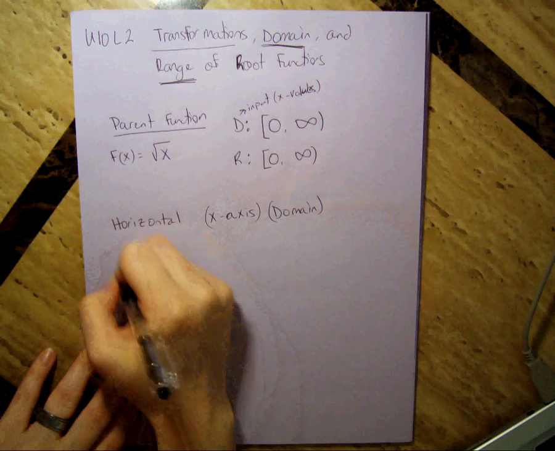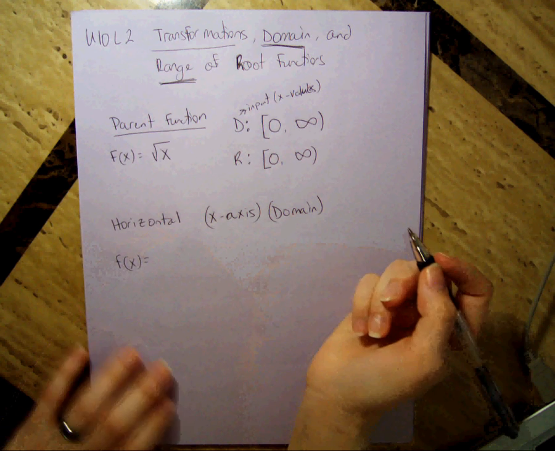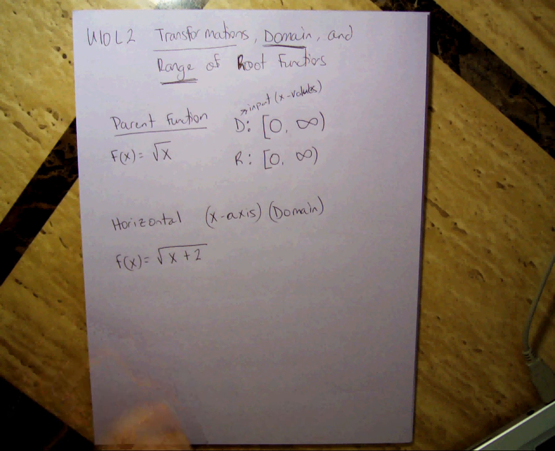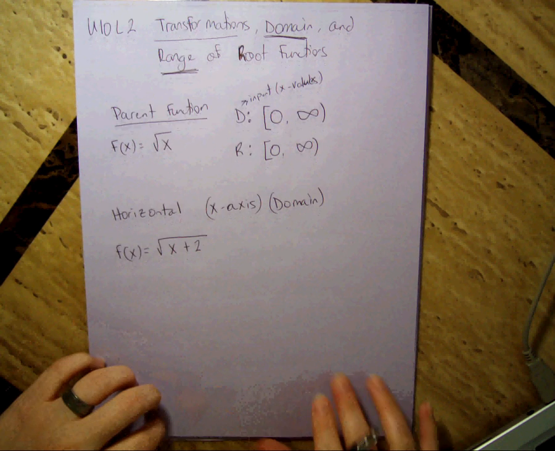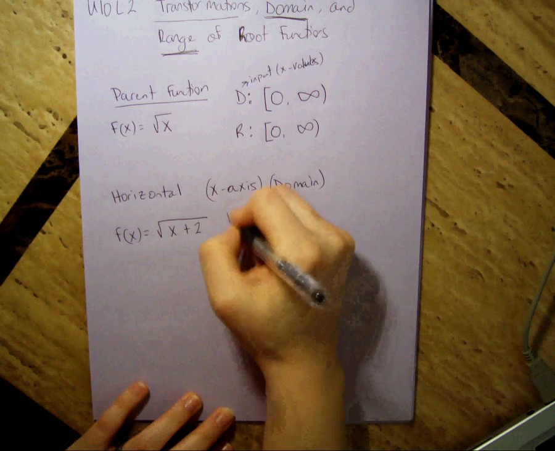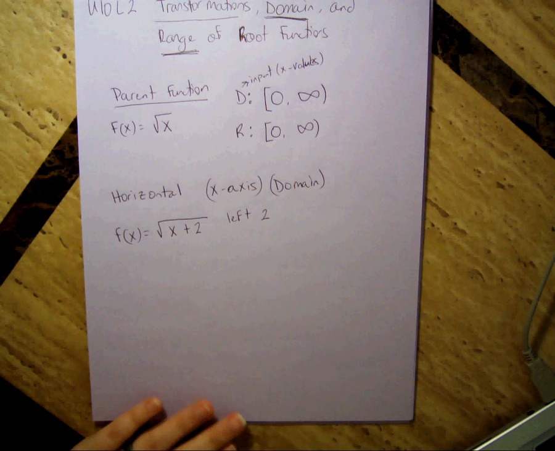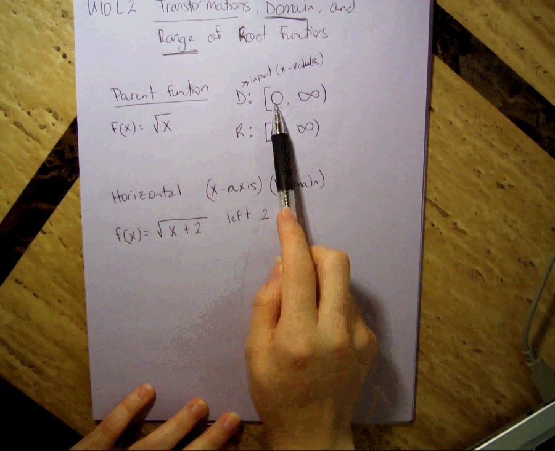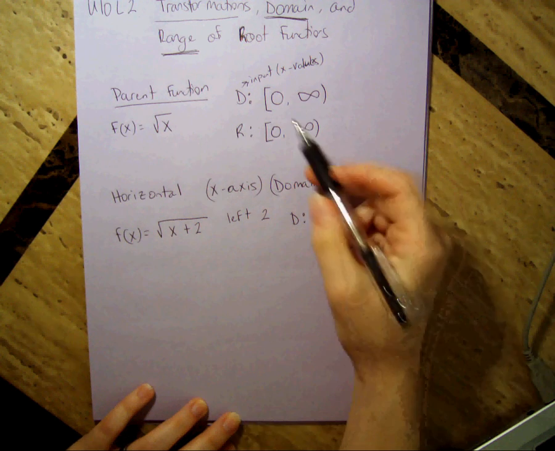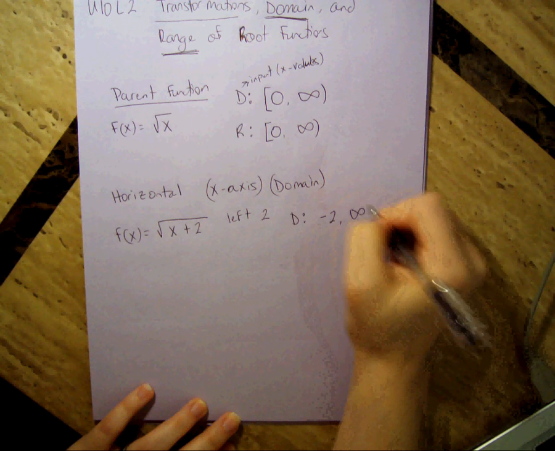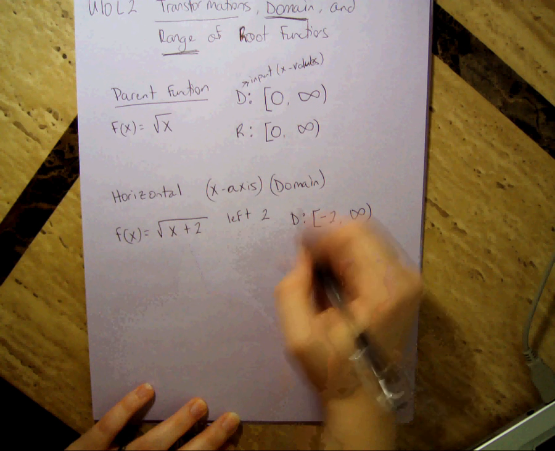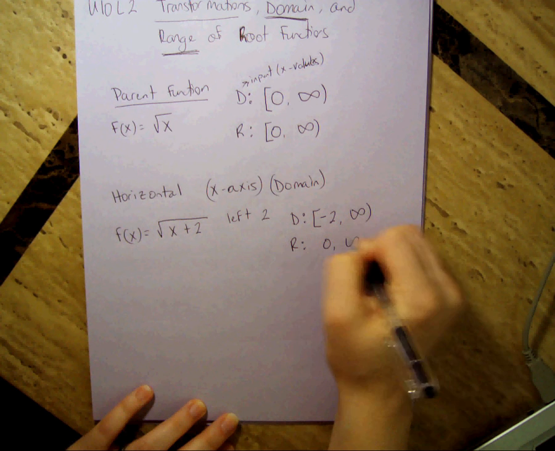So let's look at a function that has a horizontal transformation. So square root of x plus 2. If you remember from the first video, what type of transformation is this? It should move it left 2 units. So we're going left 2. And so what we're going to do, instead of our domain starting at 0, we're going to go left 2. So our domain now, instead of it starting at 0, starts at negative 2, all the way up to infinity. And a horizontal transformation does not change our range at all, so range will still go from 0 to infinity.